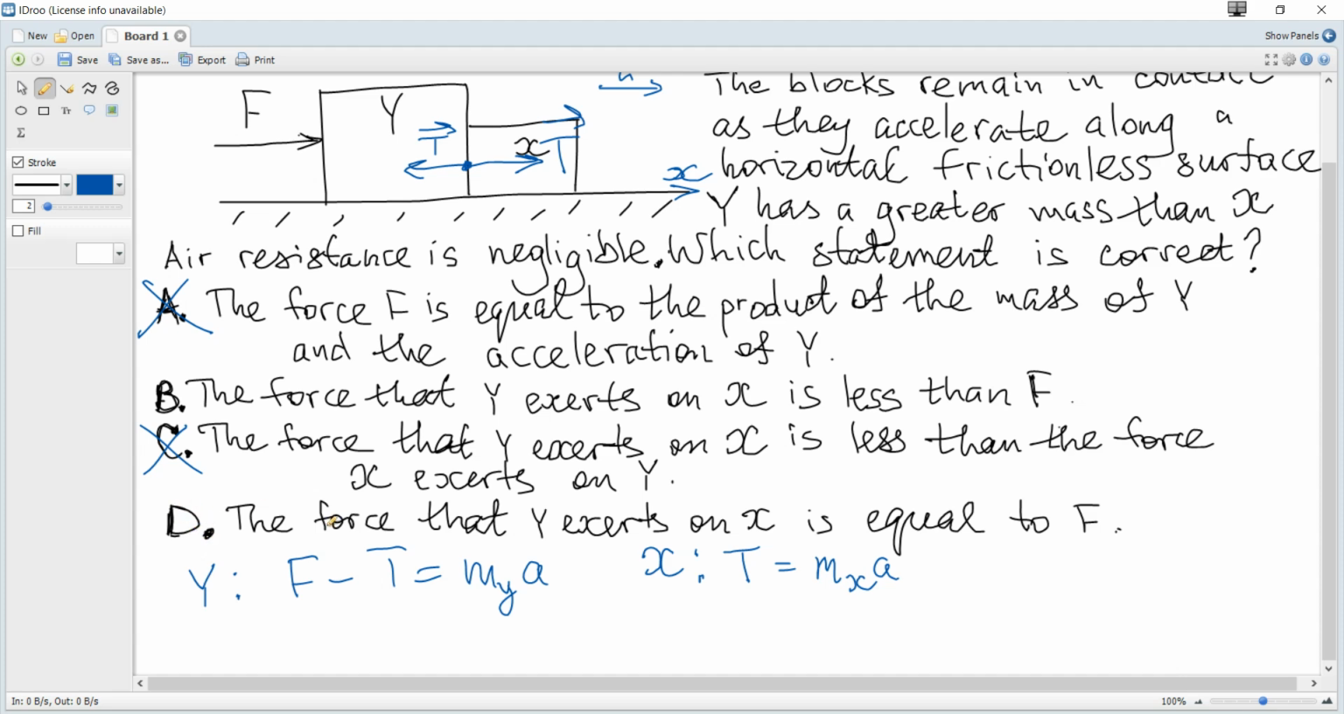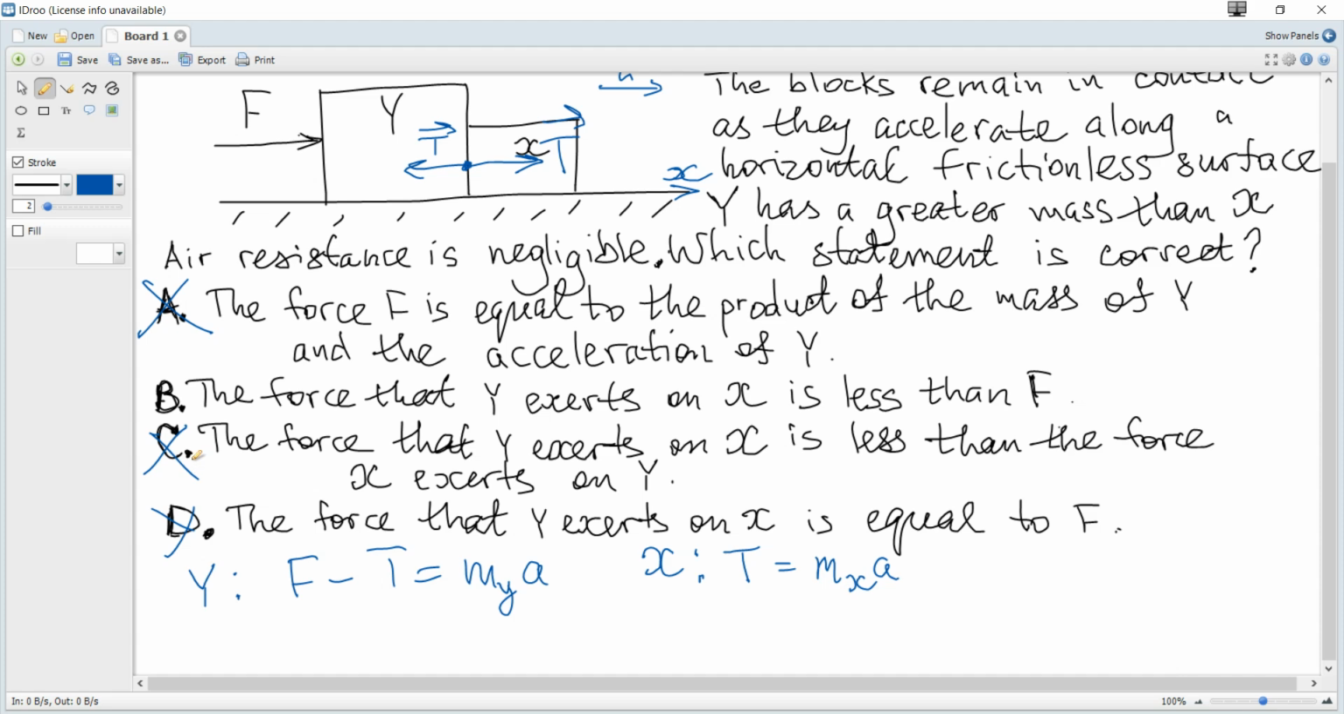Let's consider D. The force that Y exerts on X, it's actually T, is equal to F. We can see that T is not just F, so it's not correct.